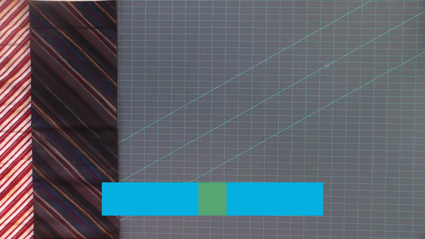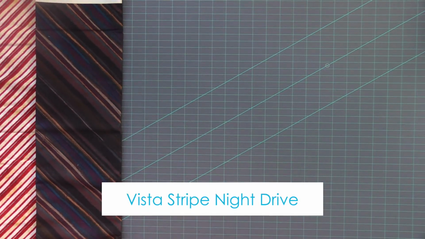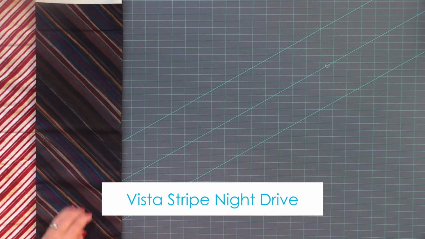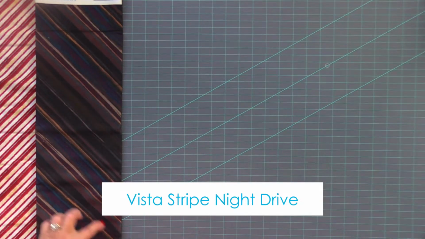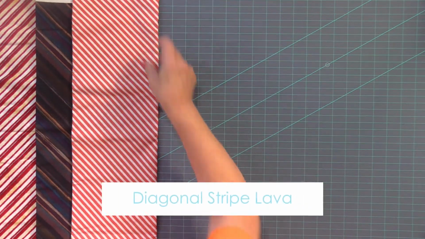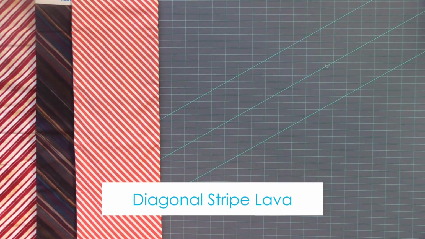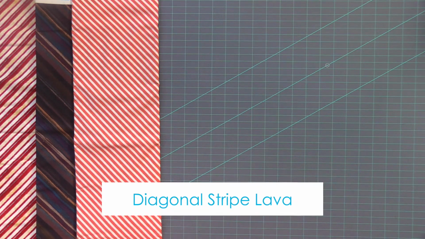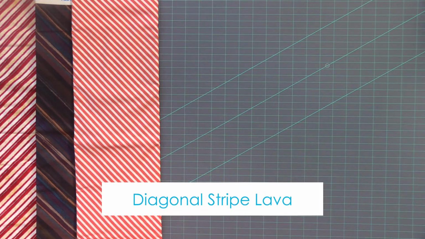And then we have a dark stripe, and the diagonal, this is from the Vista line by Wyndham. This one is called Night Drive, and I love this. It almost looks like a chalk was used to make these stripes. Again, the diagonal is so cool, and these dark colors are really, really warm and wonderful. The next stripe is also diagonal stripe lava. So this is a creamy stripe with a little bit of an apricot stripe called lava, and again on the diagonal. So fun.